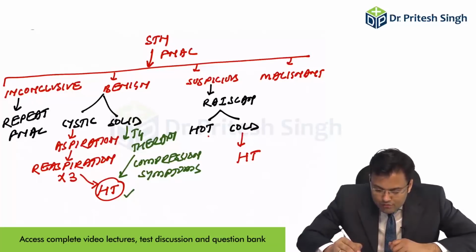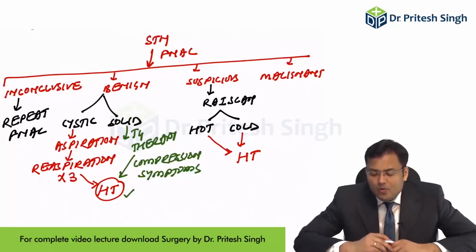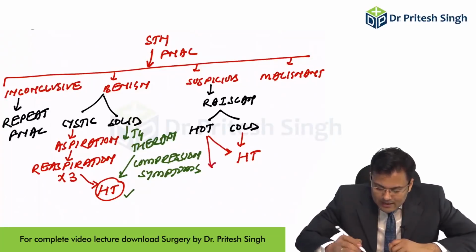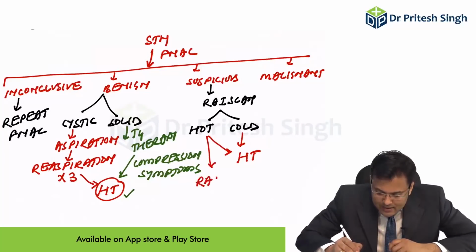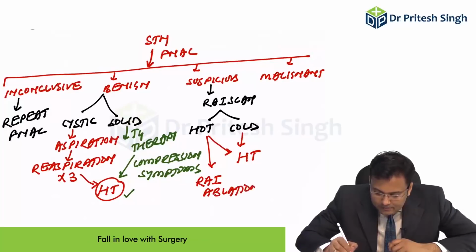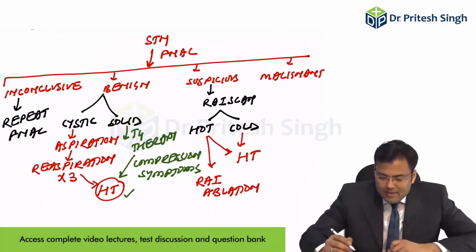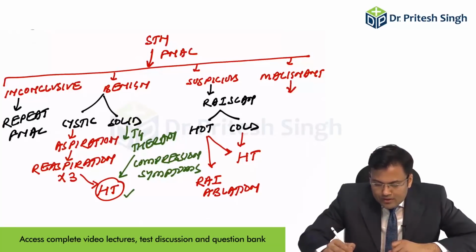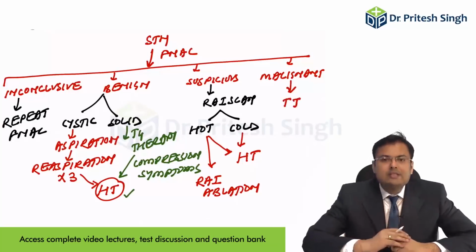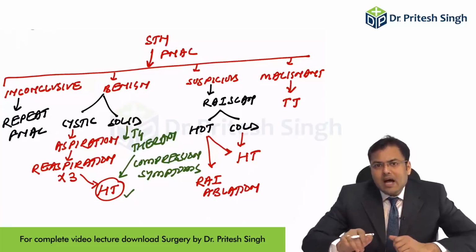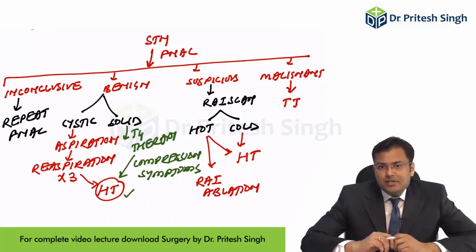For hot nodule, we have two options. One is hemithyroidectomy and the second option is radioactive iodine ablation. For malignancy, you know that the treatment is total thyroidectomy. So this is how we manage the patients of solitary thyroid nodule.